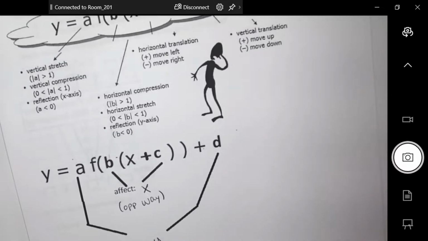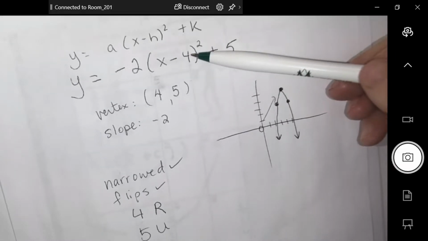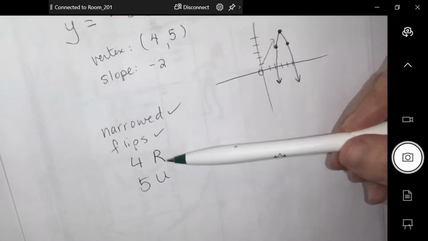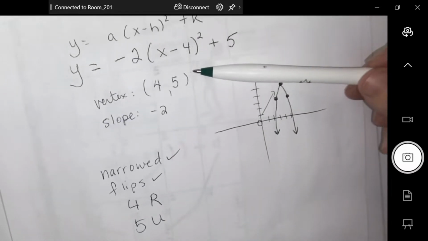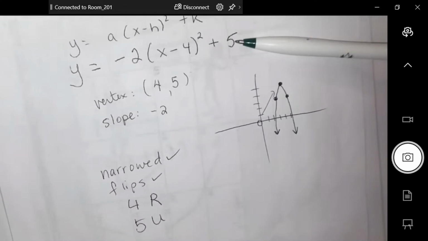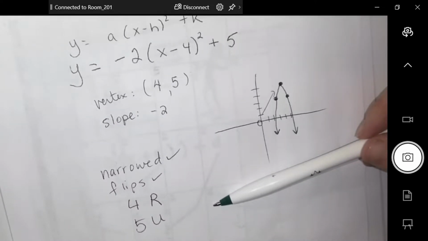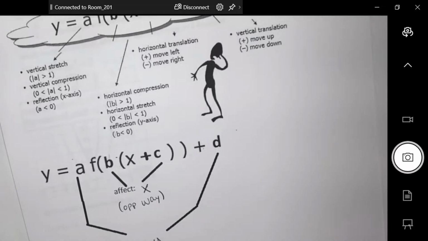So for instance, on the example that I gave you, did you notice that this had a subtract 4 in it? But what ended up happening? We went right 4. So that's opposite, right? Because I see a subtract 4, but it ended up going right 4. That's an x, it's opposite. There was a plus 5, and that went up 5. That's normal because it changed the y. So when it's changing something to x, it's doing the opposite of what you see.